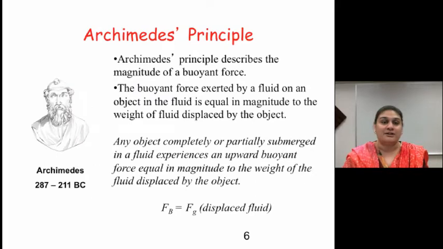Another important factor is Archimedes' principle. Archimedes' principle describes the magnitude of a buoyant force. The buoyant force exerted by a fluid on an object is equal in magnitude to the weight of the fluid displaced by the object. Any object completely or partially submerged in a fluid experiences an upward buoyant force equal in magnitude to the weight of the water or fluid displaced by that object.